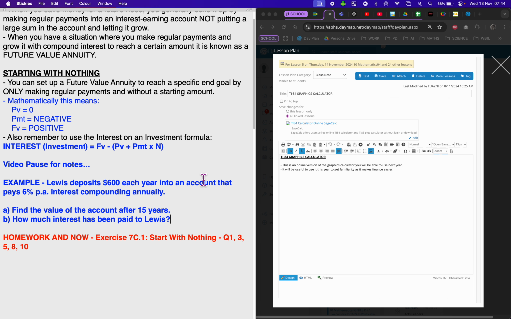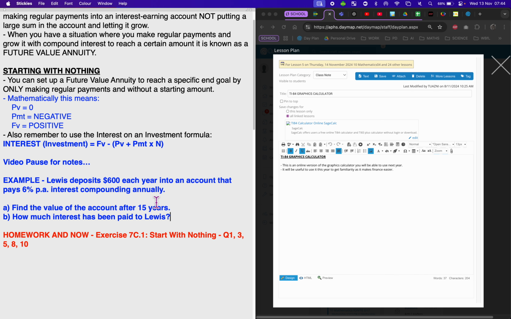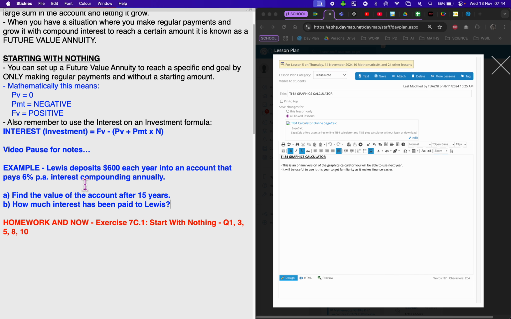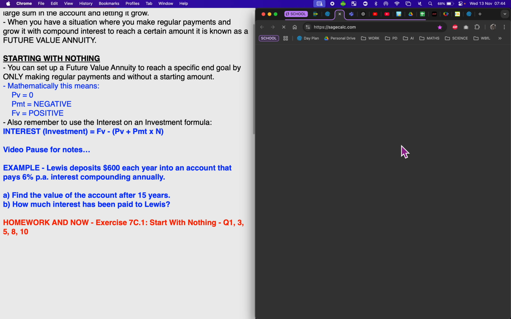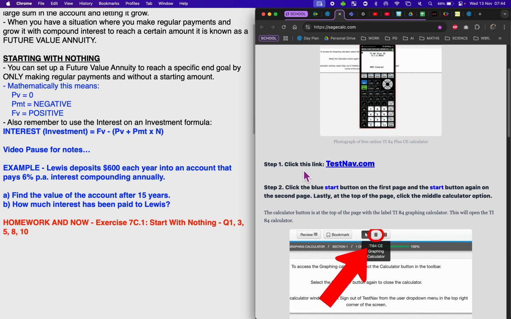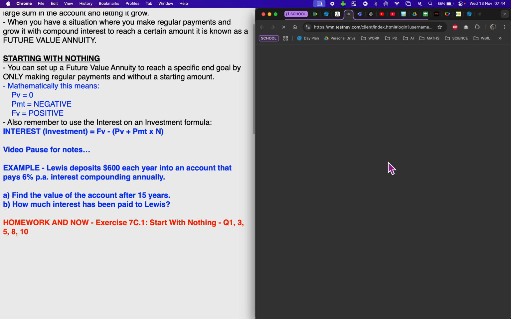So this is an example here. Lewis deposits $600 each year into an account that pays 6% per annum interest compounding annually. What's the value of the account after 15 years? How much interest has been paid to Lewis? So as soon as something says compound interest, from now on in your high school career in South Australia, hit up TVM Solver. The one that we have access to currently is the one linked to your day map, TI-84, calculator online. Click that link, follow the instructions here, which is click the link to test nav.